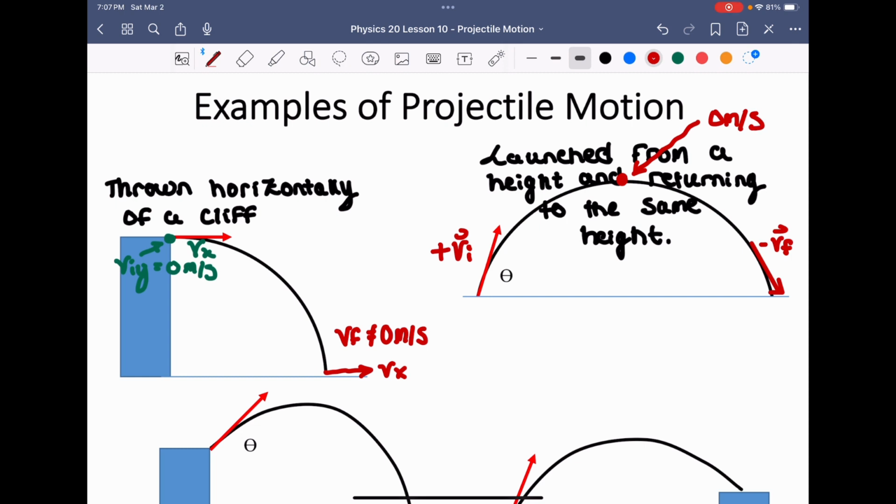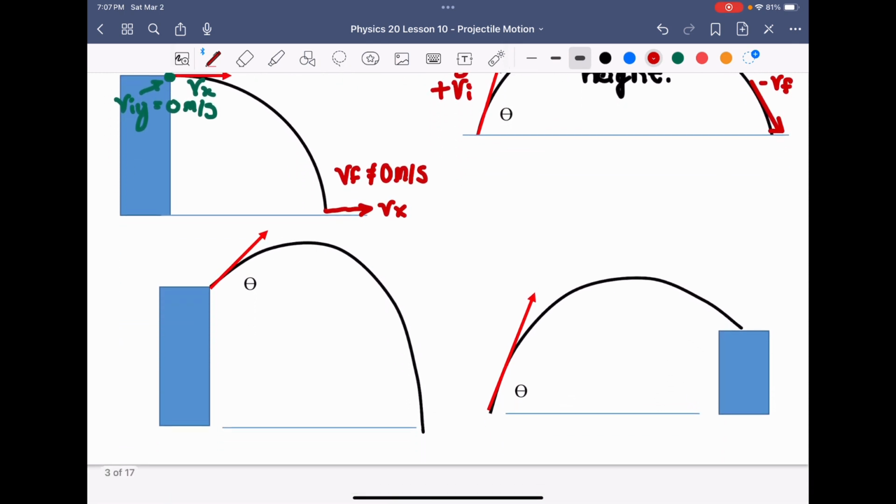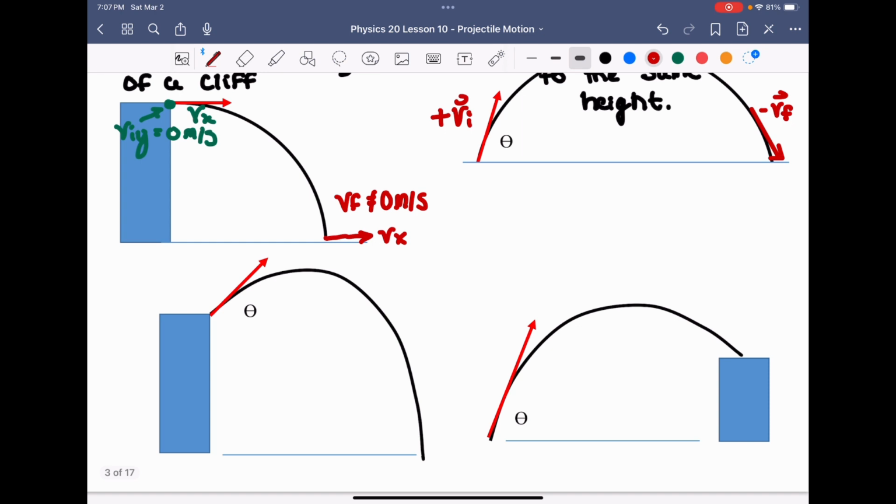Now, in classifying the last two here, we look at these and we say, well, it's launched at an angle of some sort and then off the cliff. So I'm going to say at an angle off the cliff. Off the cliff. And these don't have to be cliffs, but it's just easy to think about them like that. And then this one is at an angle and getting launched onto the cliff.